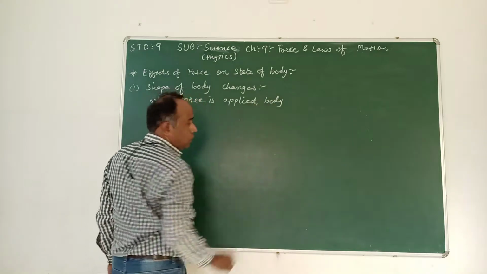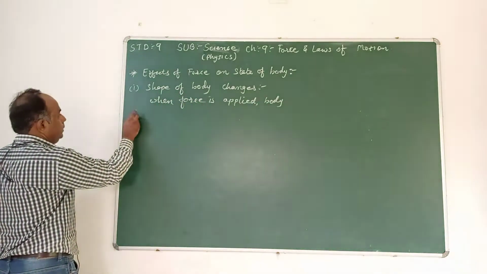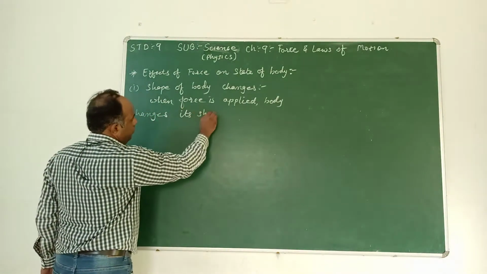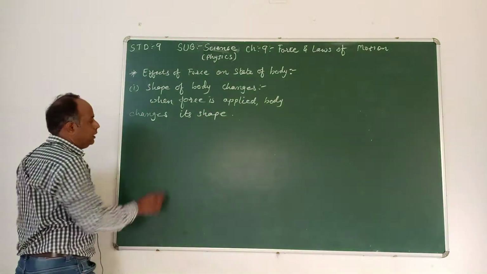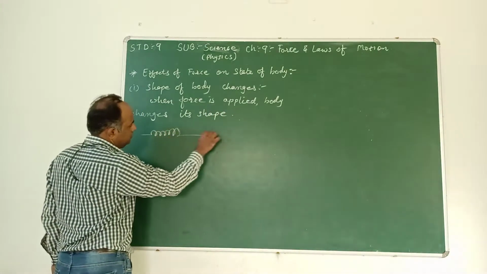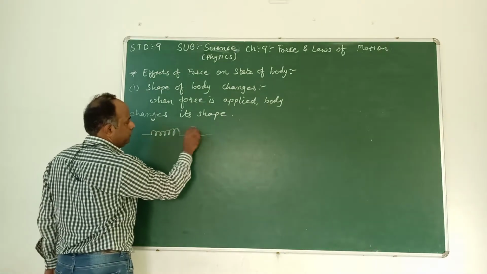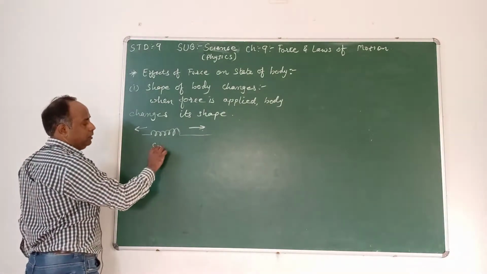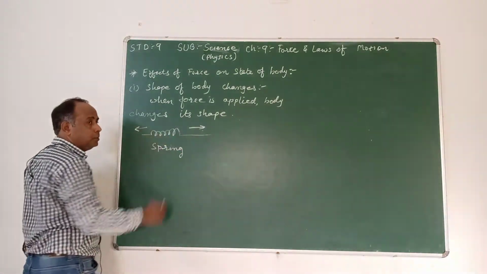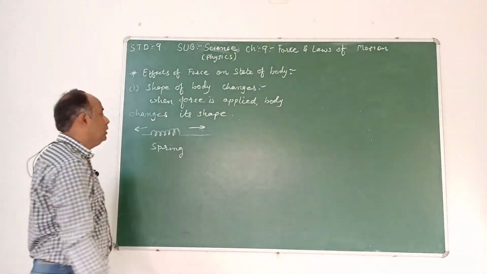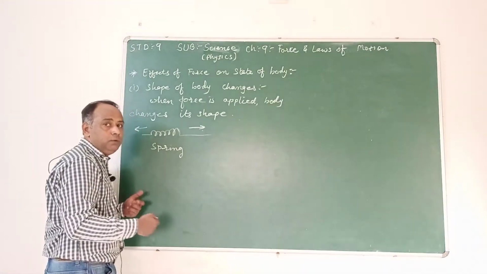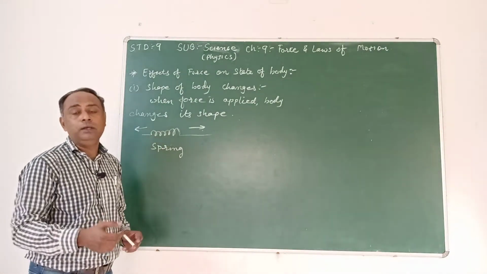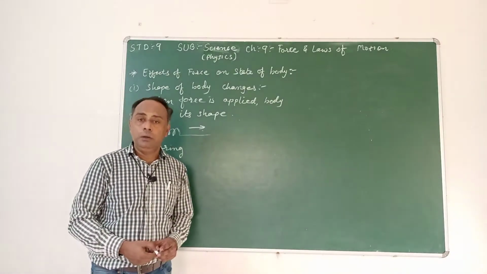body or object changes its shape. And for example, we can understand it like this. Just take the example of this spring. If it has been pulled in opposite direction, so this is the spring, and on this spring we are applying the force from opposite direction. What is it going to be? It is going to have more length. It will be lengthier than the original one. So the shape of the body can change if the force is applied on a body.